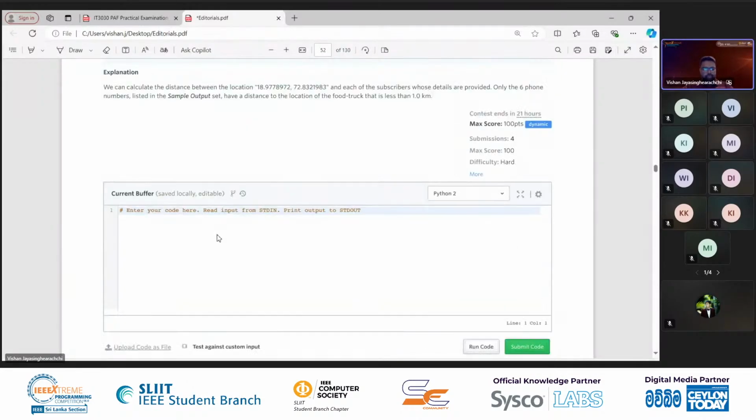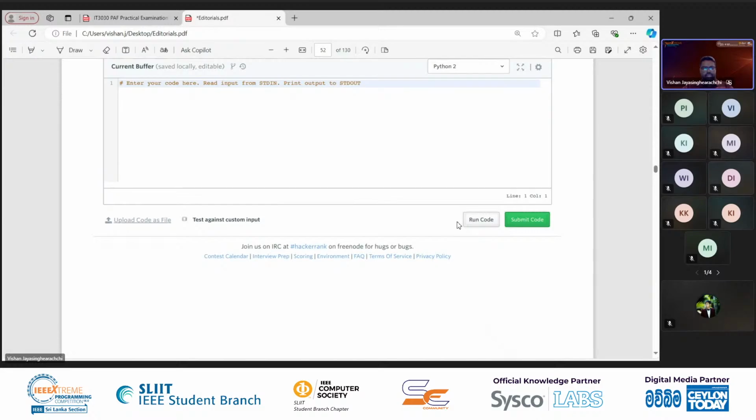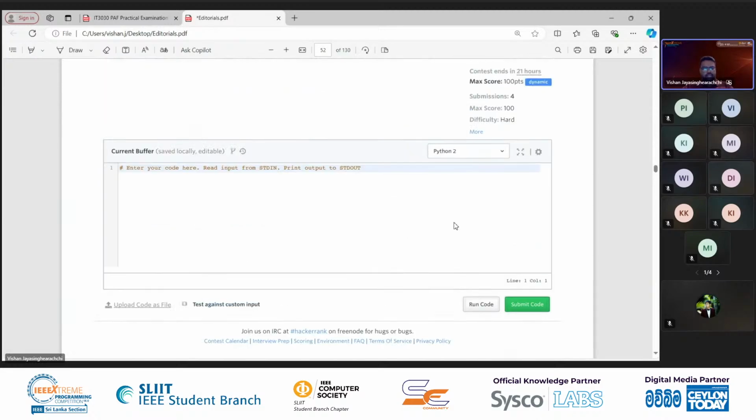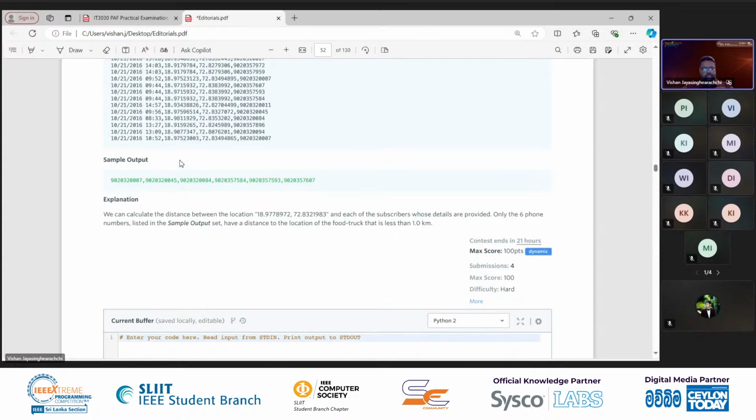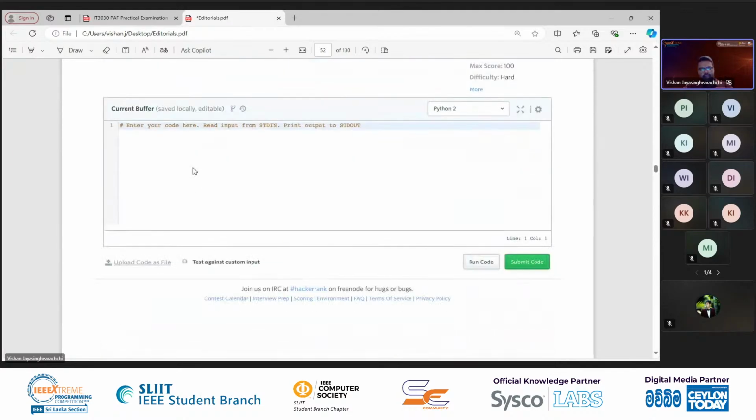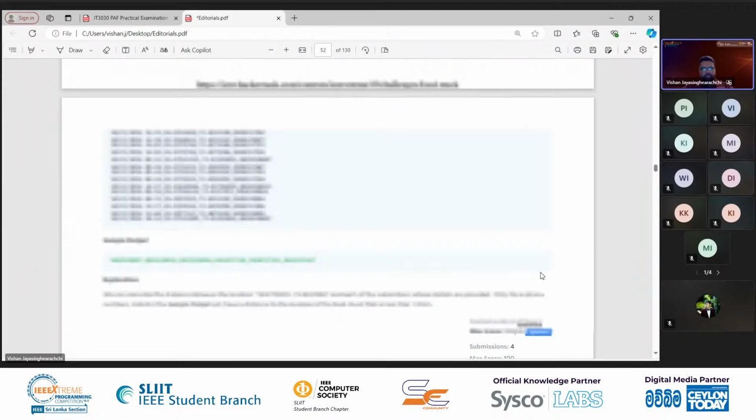And you have a window here to type or even paste your solution. Then you can click on run code to check if your solution satisfies all the shown test cases plus the hidden test cases. And then you have the submit button to submit your code.